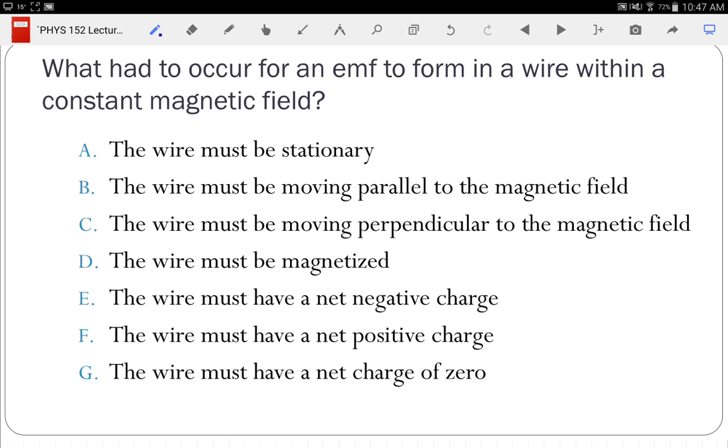What had to occur for an EMF to form in a wire within a constant magnetic field? I believe this is one where you have multiple answers and hit enter. Is that, Reagan, you've answered. Is that what you had to do? Or is it just single? Okay, it's just single? Okay. Just one answer.